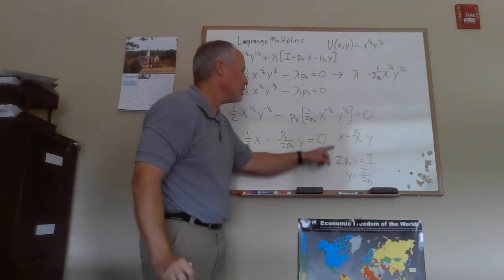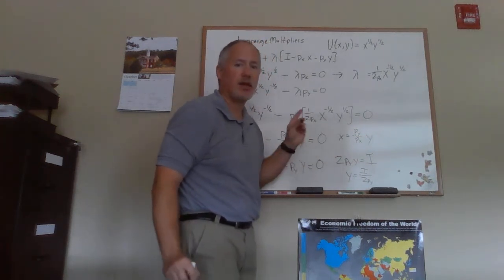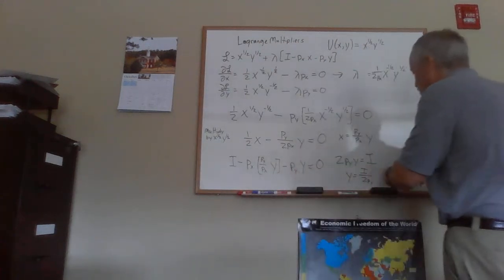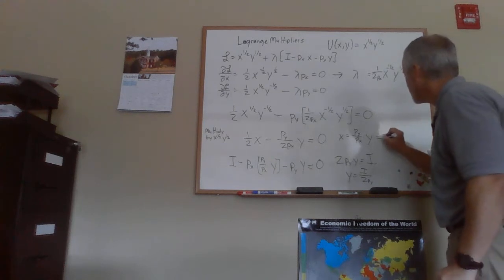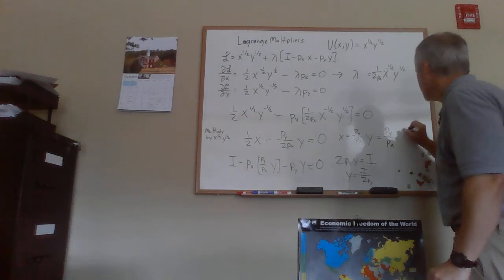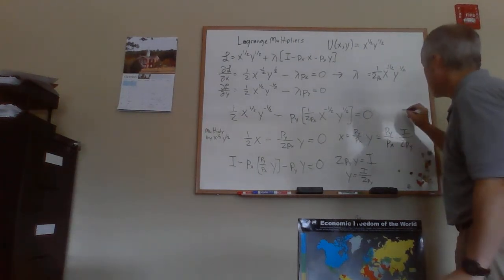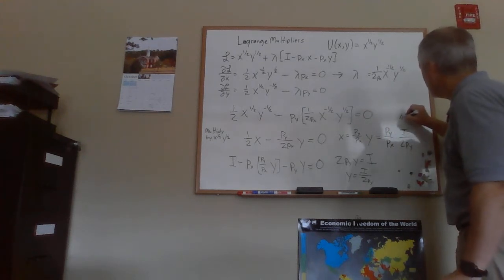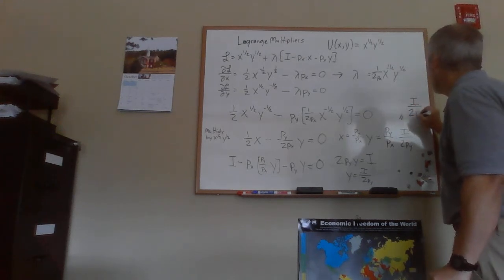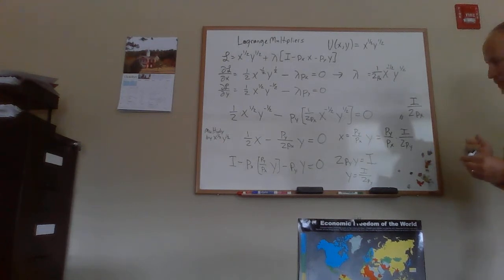We're not quite done because we have an expression for x here in terms of y. That's not the solution. That's not a demand function for x. We have to substitute for y here. And then what we'll get, writing it this way, is x is going to be equal to I over 2Px.